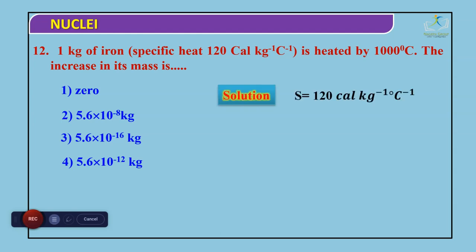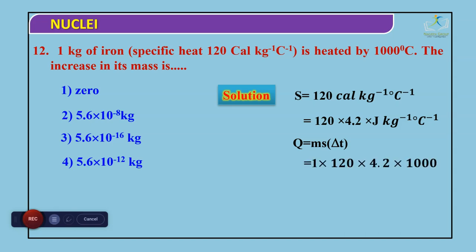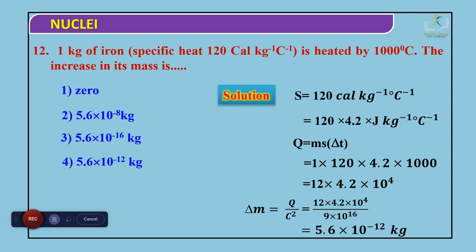The solution: specific heat is equal to 120 calorie per kg per degree centigrade. Put this value and convert this into joule. So Q is equal to m s delta T. M is 1 kg as given here. After substituting all these values, we get the value of Q as 12 into 4.2 10 to the power 4. Just put all these values together and get the result 5.6 10 to the power minus 12 kg. According to the options, option 4th is the correct one.